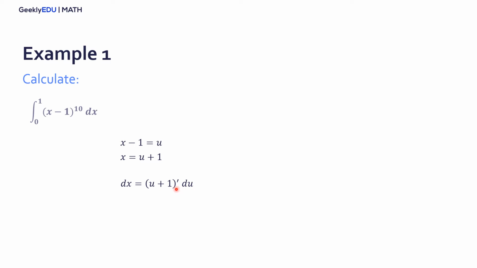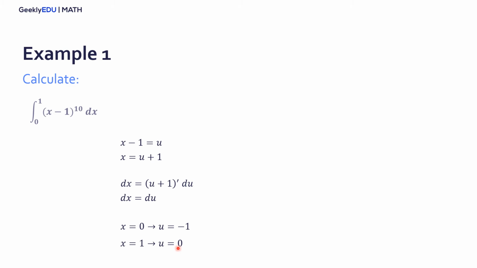Now if you calculate this derivative, the derivative of a constant is 0, and the derivative of u is 1. So we have that dx equals du. Good. Now let's take a look at the limits. When x equals 0, u equals minus 1. And when x equals 1, u equals 0. Good.